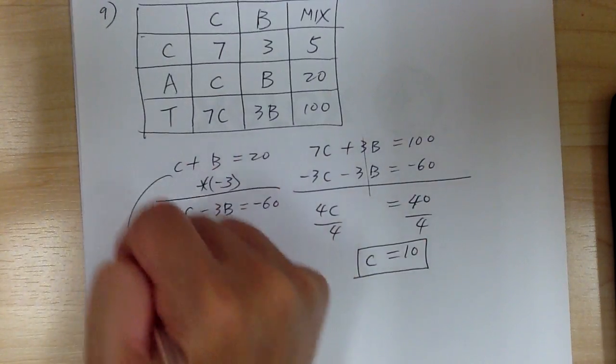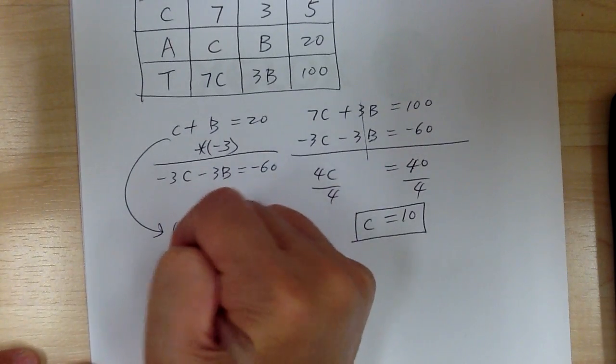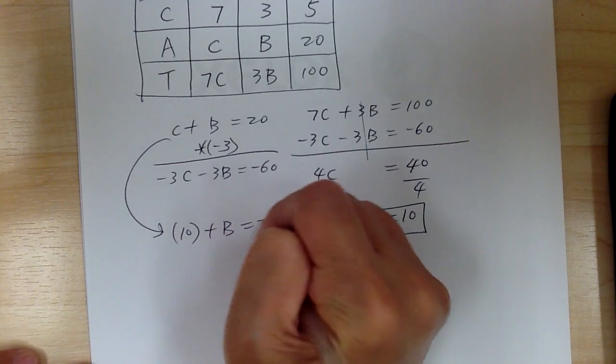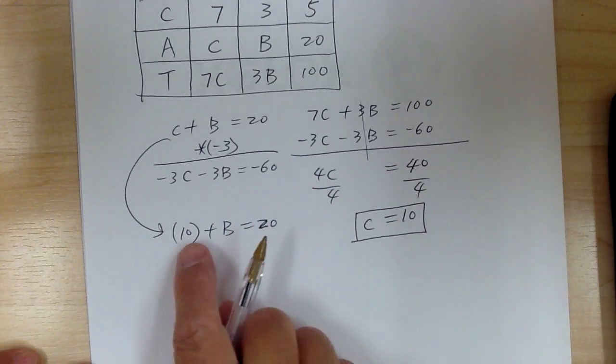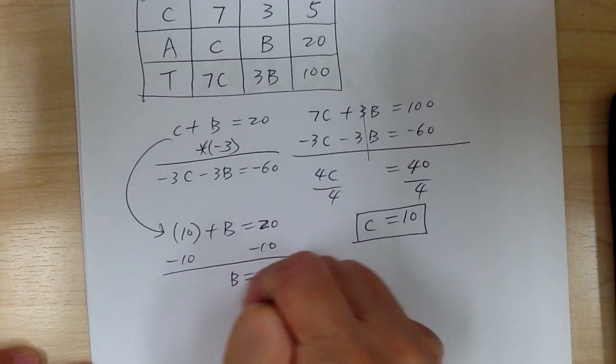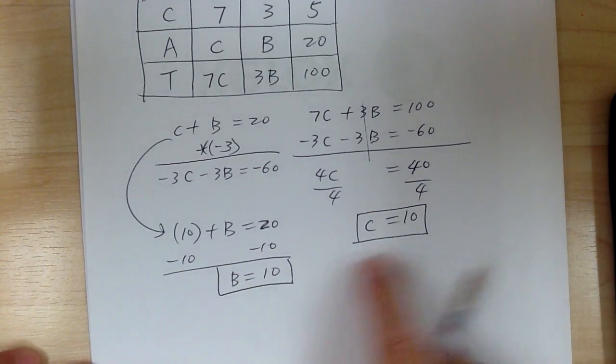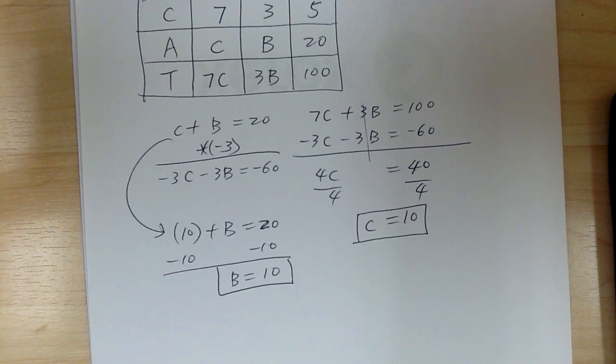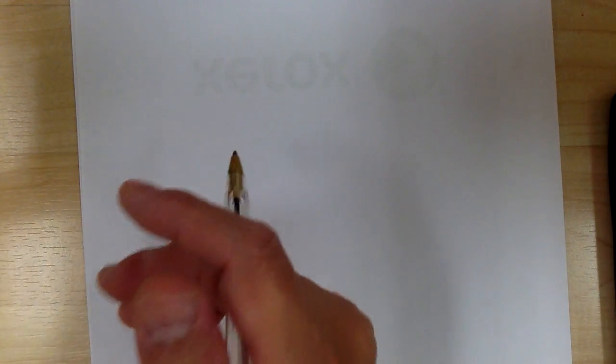Then from there, you come and use this equation over here. So you get 10 plus B equal to 20. Again, whatever you substitute, put in parentheses. So minus 10, so B equal to 10. So you get 10 pieces of each type of candy. Now let's go to number 11.